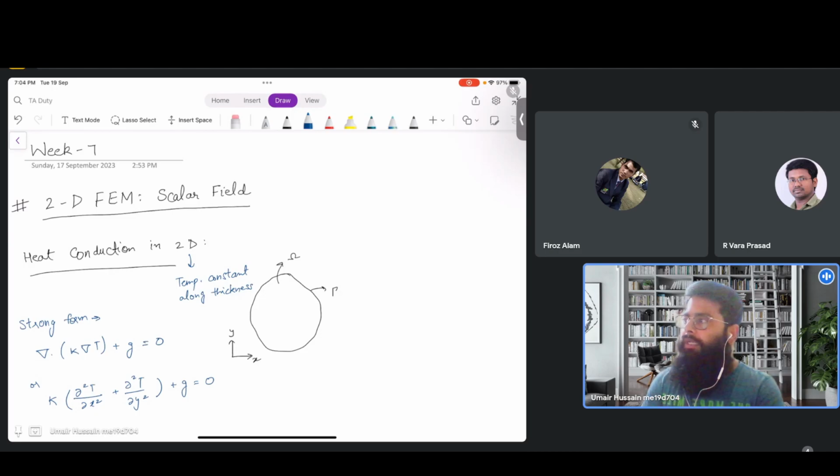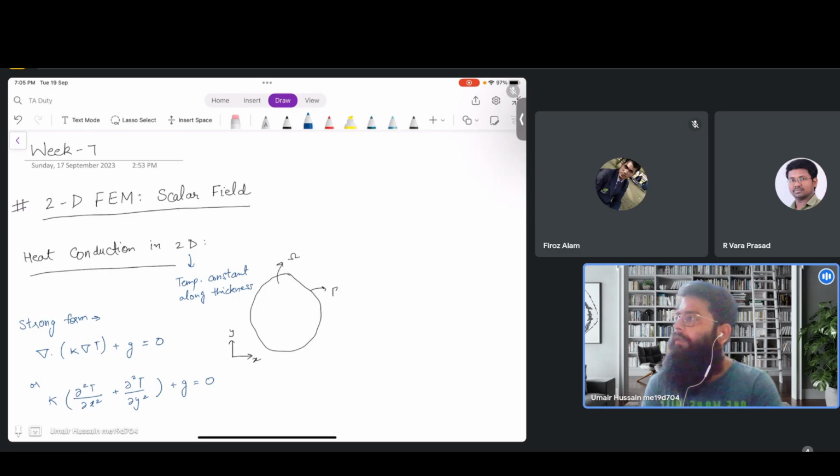Then in week 6, after 1D we had to start basic 2D problems, and for that we needed some foundation. So in week 6 we covered the basic calculus part, initial notation, and the Gauss divergence theorem. Until last time we covered that part, and now we're actually starting 2D FEM problems. We'll first start with the scalar field 2D problems.